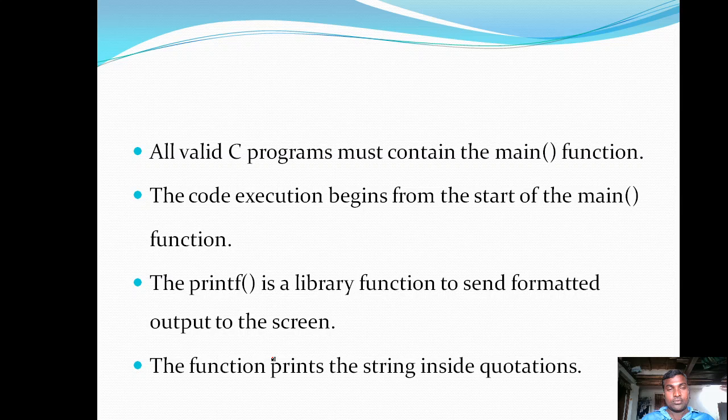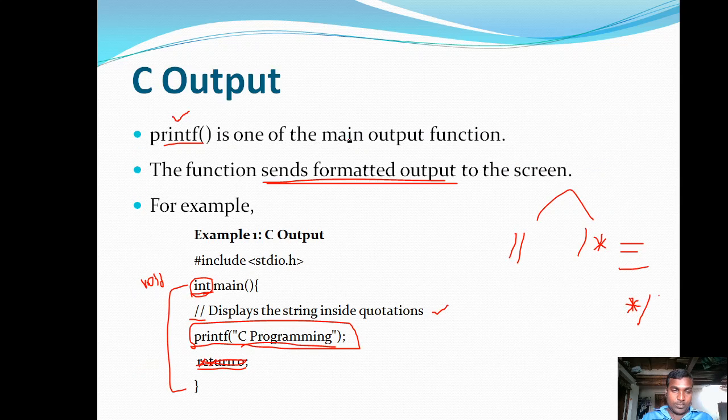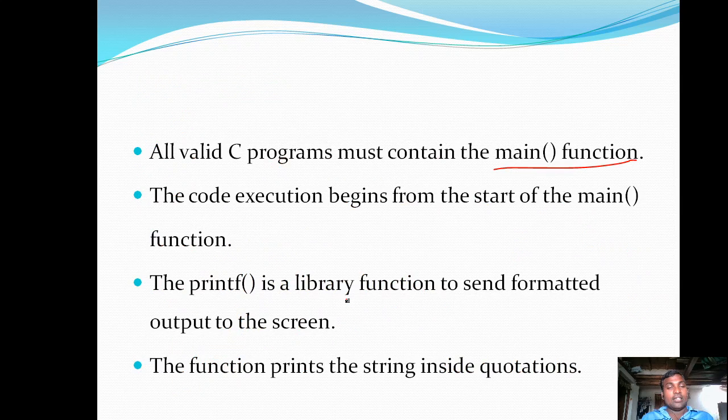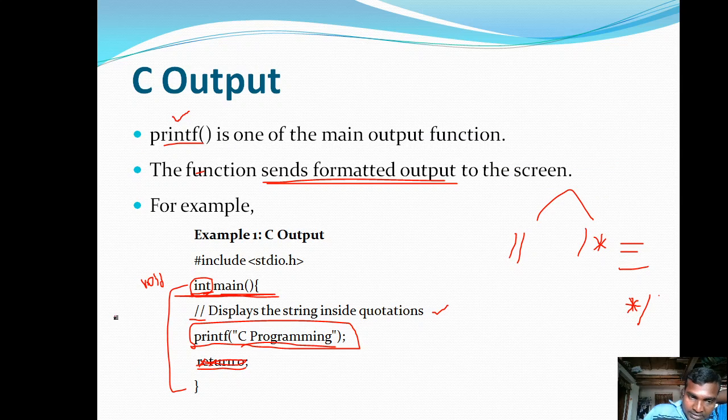Now, every valid C program must contain the main function. In this program, this is the main function. Every C program must contain at least one function, and that function is obviously the main function. The code execution begins from the start of the main function. So every time, C program execution starts from this main function.